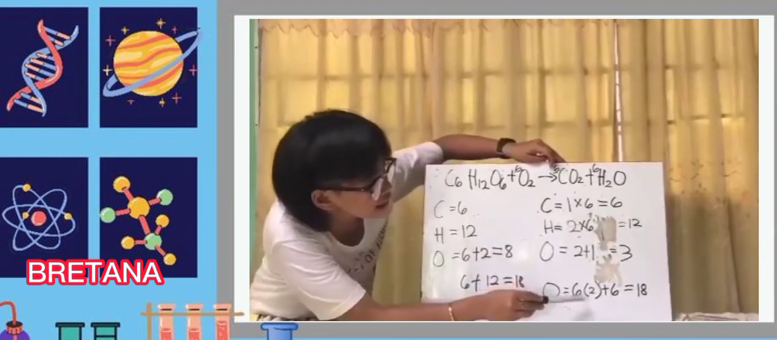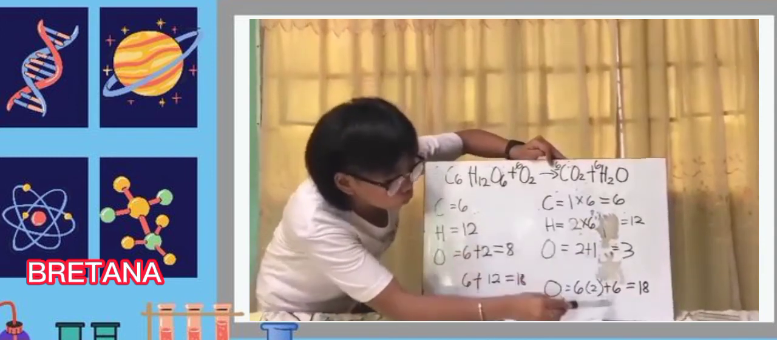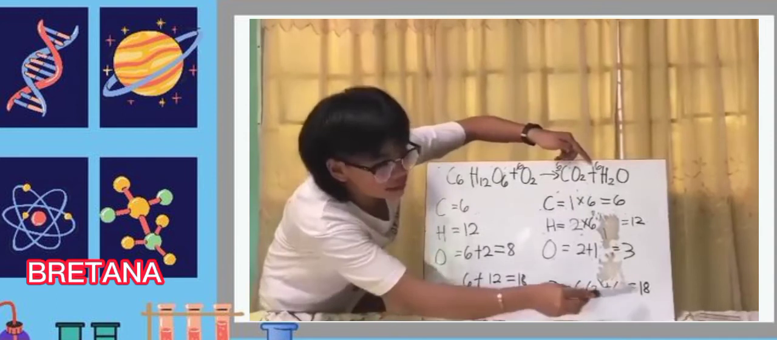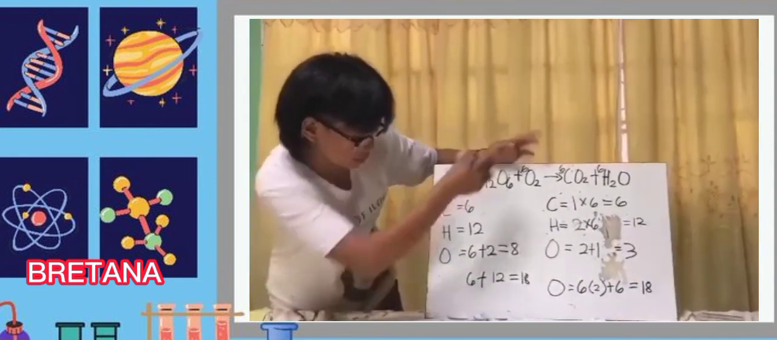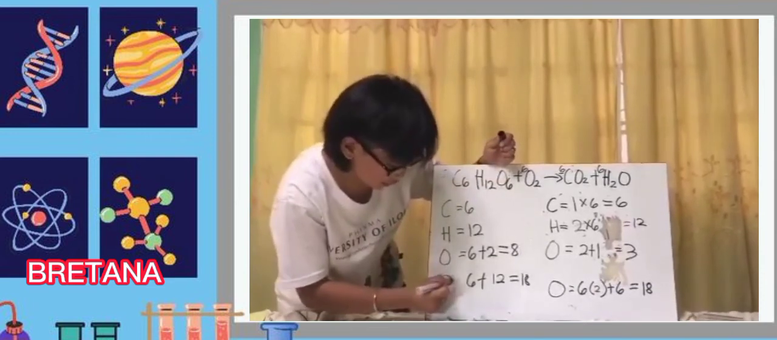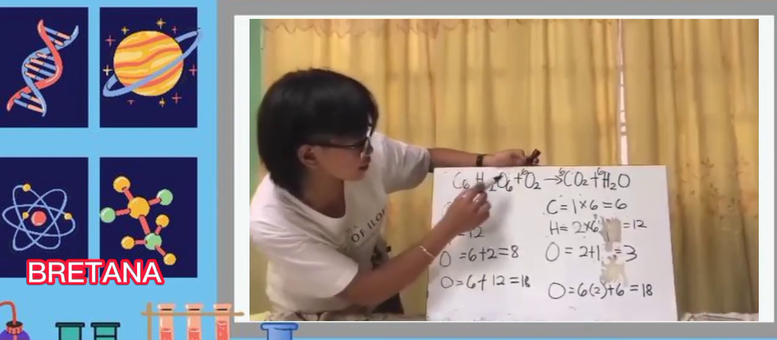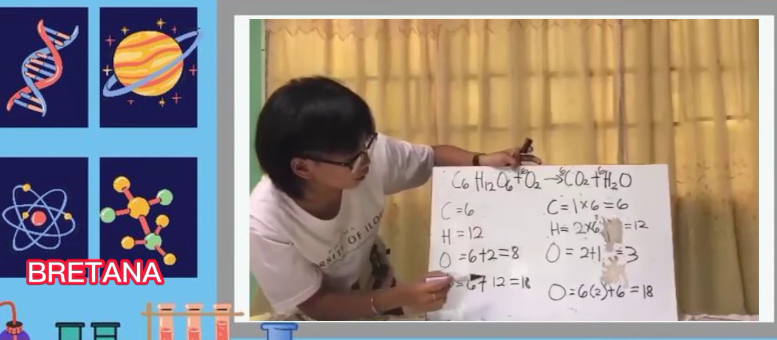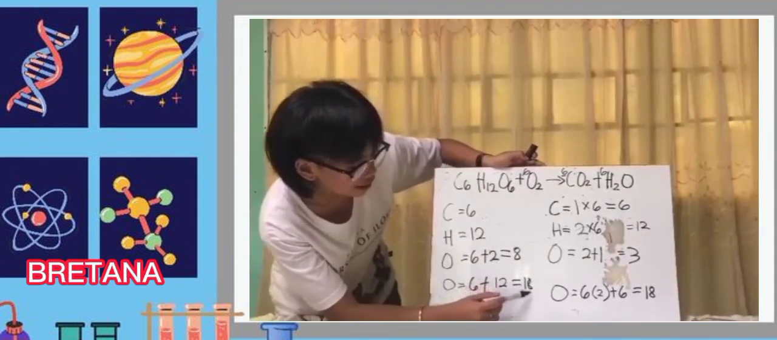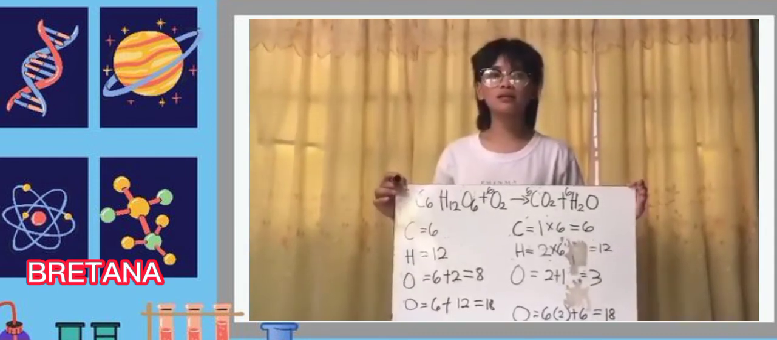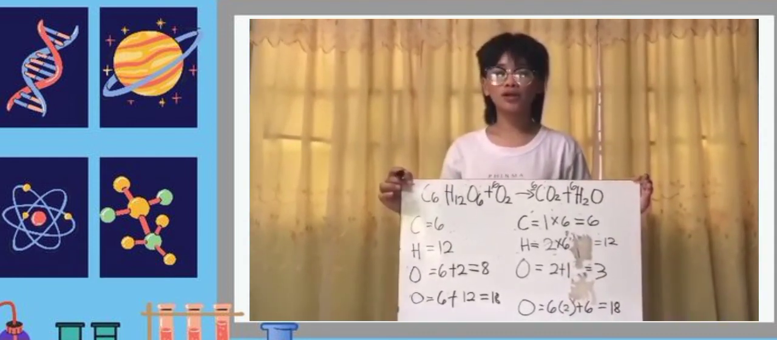Oxygen, 6 times 2 plus 6 is 18. As you can see here, we have oxygen, 6, we have 6 here, times 2, 12, equals 18. We have balanced the substances on each side of the equation.